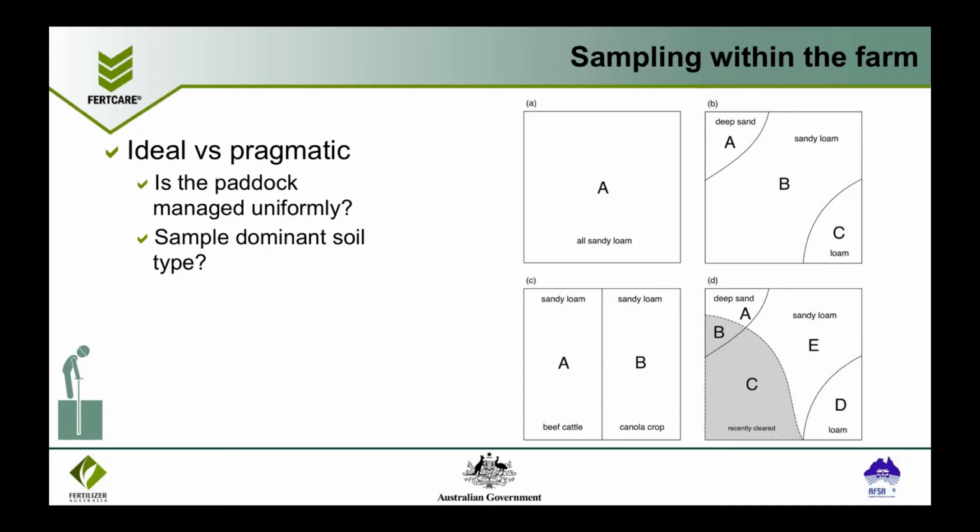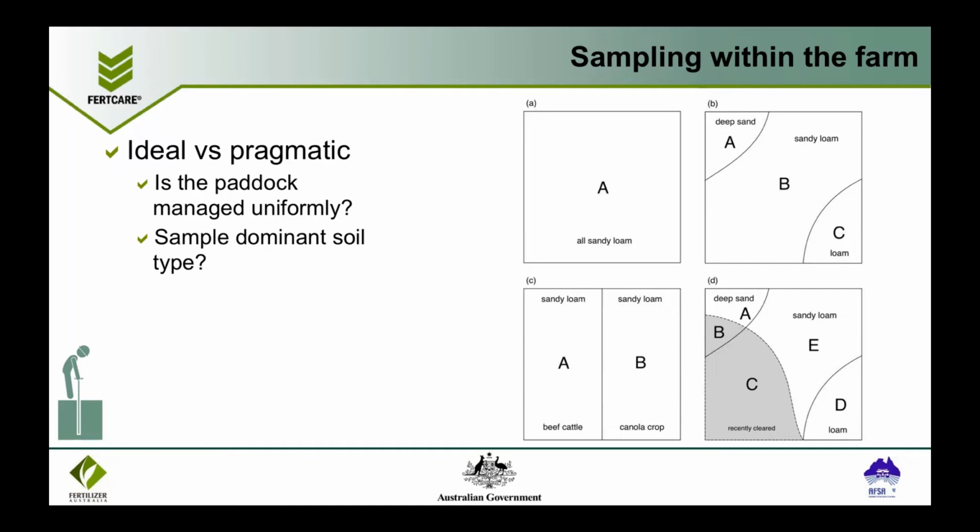If we have a situation where we have multiple soil types within a paddock or a block, then we might consider taking samples within each of those soil types. If we had a consistent soil type across the paddock, but some different land management within it, we might consider stratifying according to that land management. In this case, it might be beef cattle in one half and canola crop in the other half, and we would consider taking separate soil samples within each of those zones.